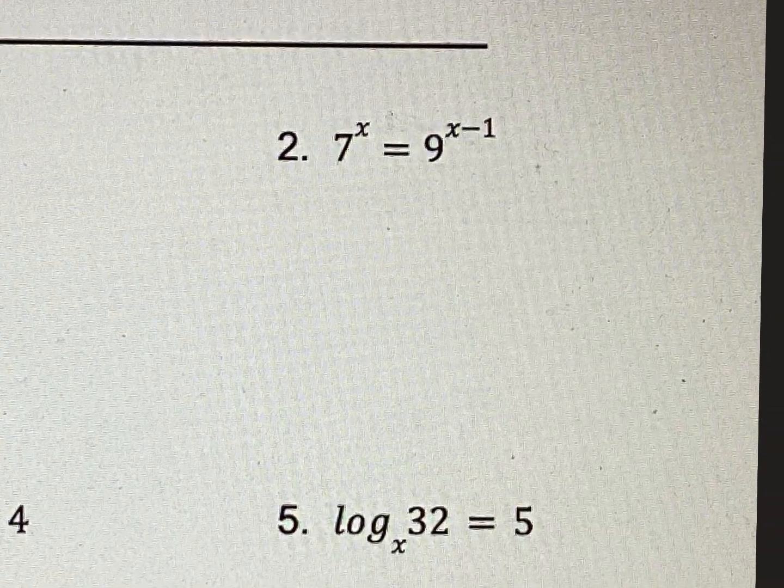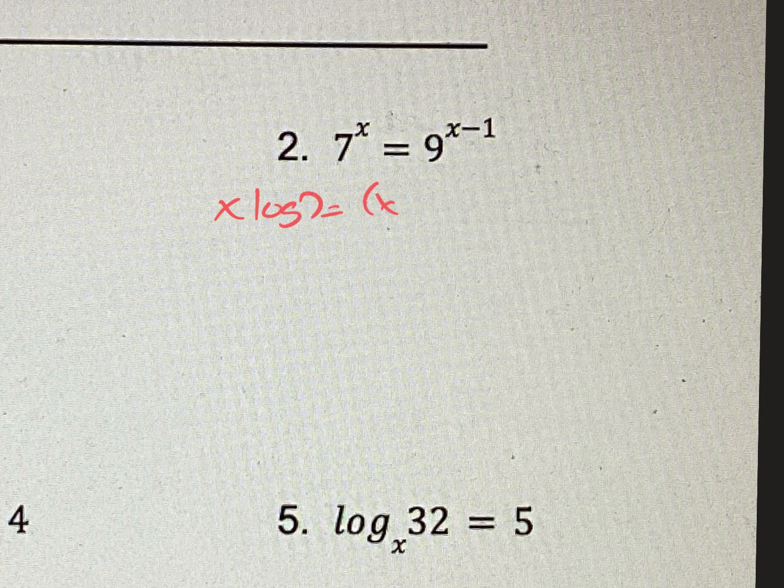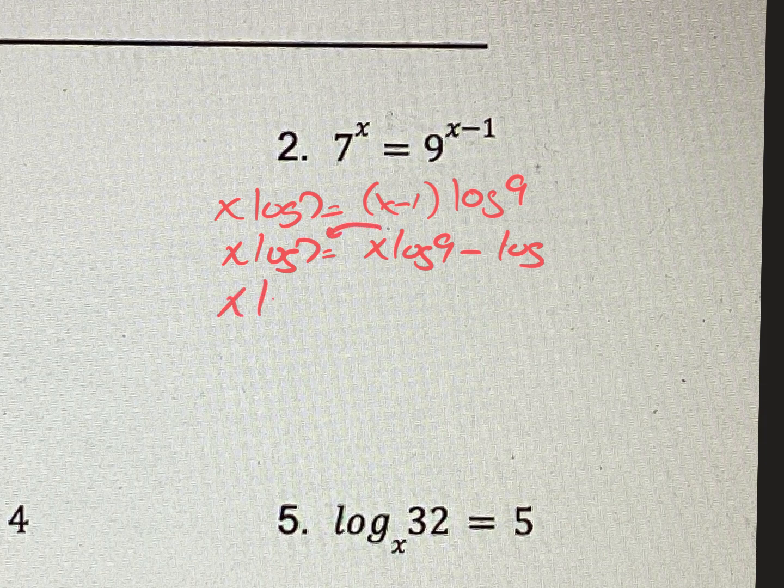Number 2, same deal. This time I'm going to log both sides. It's going to be a little bit longer. Got x log 7. You can also use ln if you want to. X minus 1, you keep that in parentheses. Log 9. On the right-hand side, I'm going to distribute that x and the 1, make it x log 9 minus 1 log 9. I got to get the x's on the same side, so I'm taking that x log 9 over, equals negative log 9. This is the key step right here.